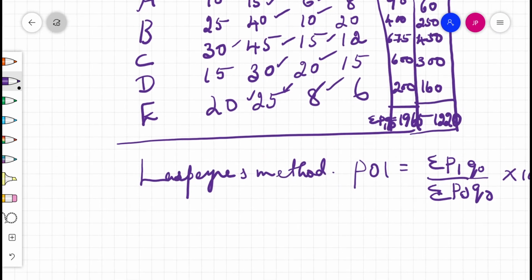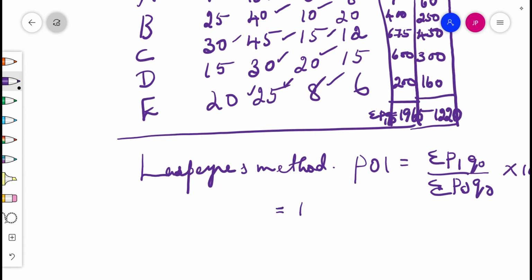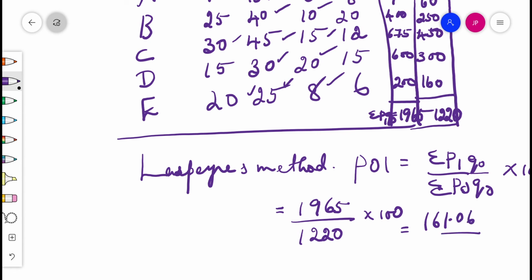Substitute the values here for the Laspeyres method. Sigma P1 Q0 is 1965 divided by 1220. Divide it, then multiply with 100. The answer is 161.06, 61% up, indicating an upward trend.